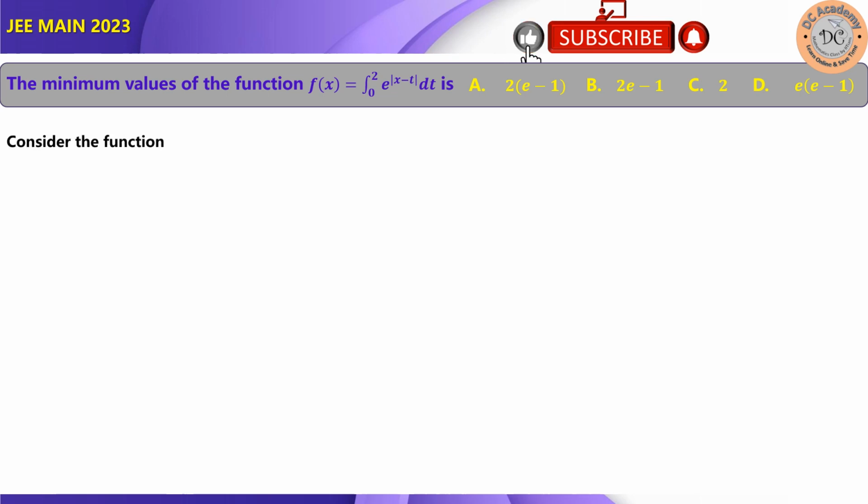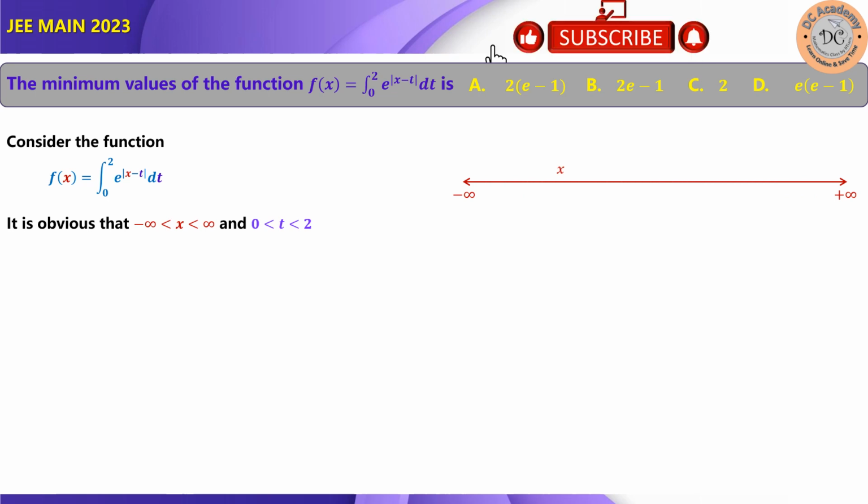So as obvious, first we consider the function f(x), and here we see that the integrand is in the form of e to the power of a mod function. So by definition, x belongs to minus infinity to infinity because x belongs to R. Anything is possible. And t lies between 0 to 2 because our integration domain is from 0 to 2. Now we consider the interval of x and also the interval of t. Based on the values of x minus t, the integrand definition will change.